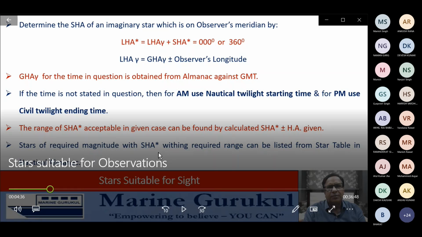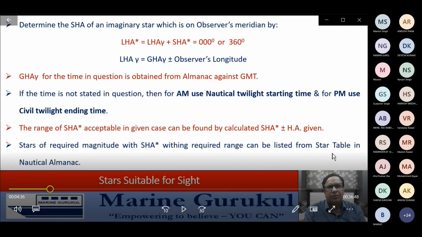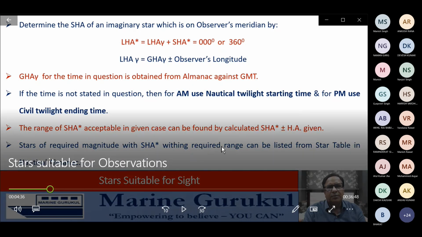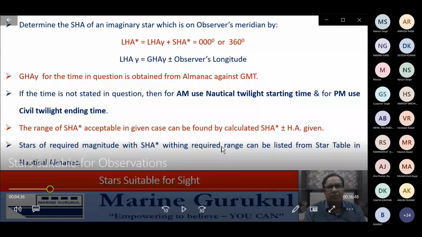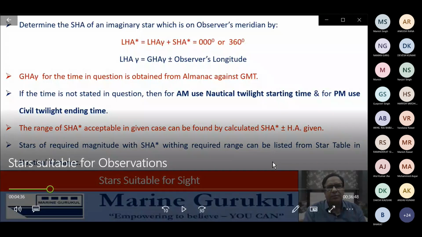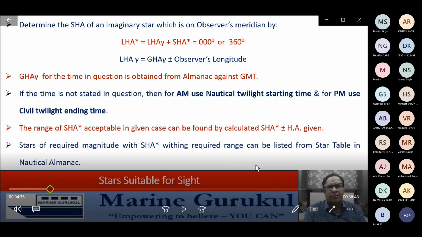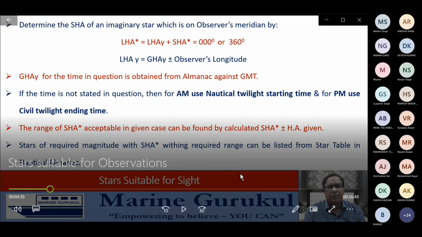So how do we find these stars? They can be found from the stars information table on page 268. So all these steps we are now going to see in the practical question. So any doubt till now, beta? Okay, let's go ahead and see the practical application.